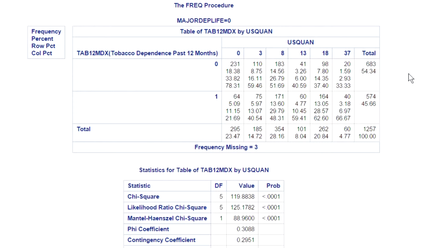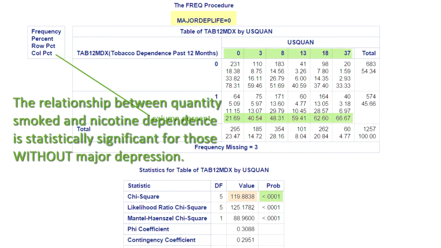You can see the cross-tabulation table looking at usual quantity by tobacco dependence in the past 12 months. First, for major depression equal to 0, which is those without major depression, the chi-square value is large and the p-value is quite small. In addition, the column percents reveal what seems to be a positive linear relationship, with percentages of nicotine dependence increasing between lower levels of smoking and higher levels of smoking. So we can say that this is a statistically significant relationship for those without major depression.